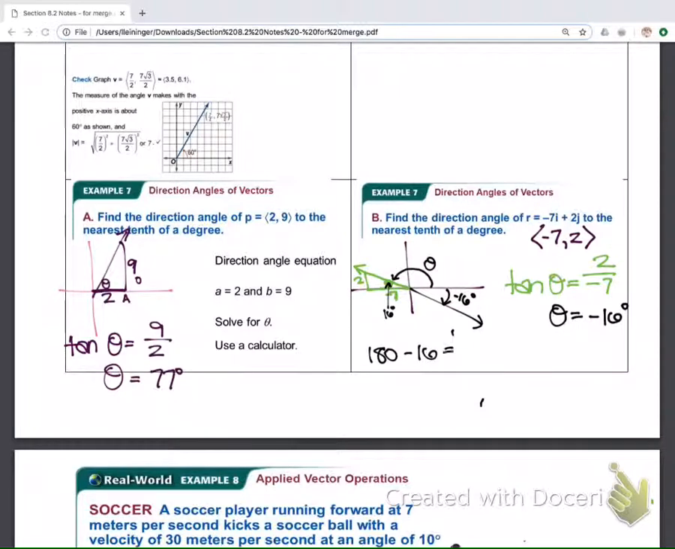So see what I mean about not just blindly trusting our calculator? It doesn't always give me the right answer back out. It can help me. Okay, it gives me the reference angle, but it doesn't always give me the exact right answer.